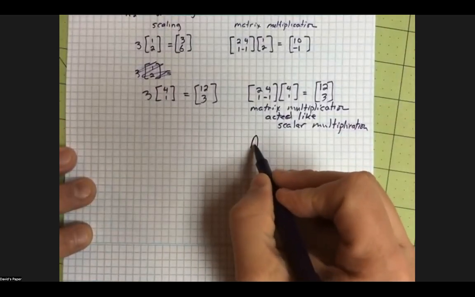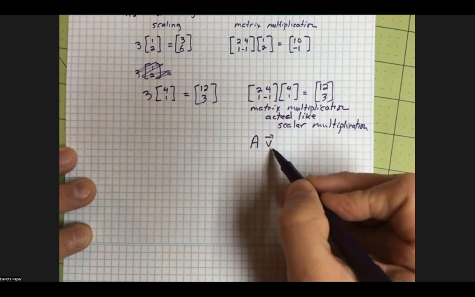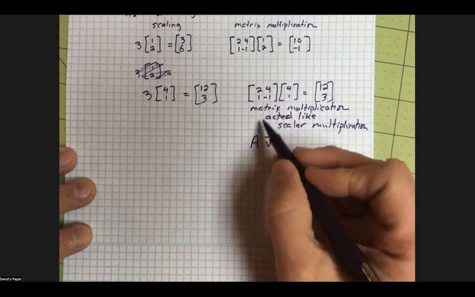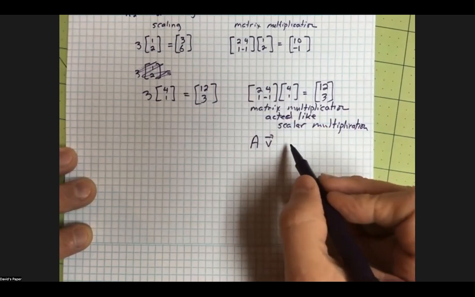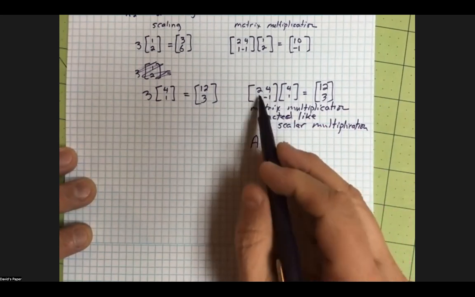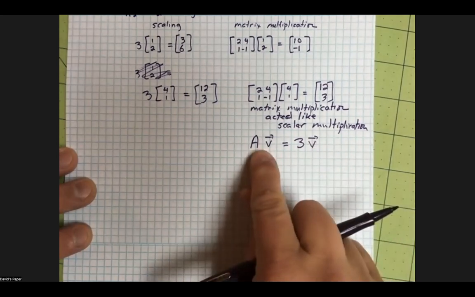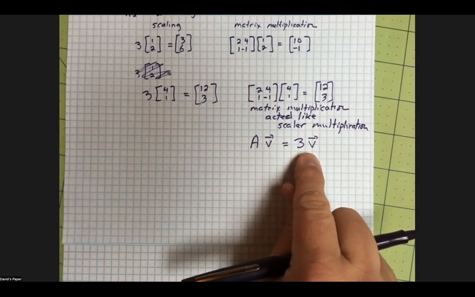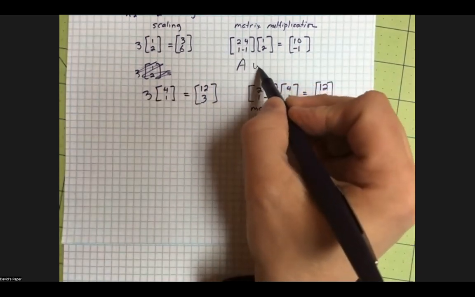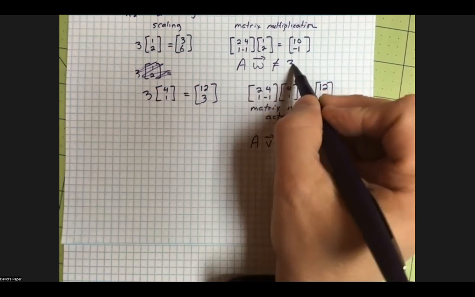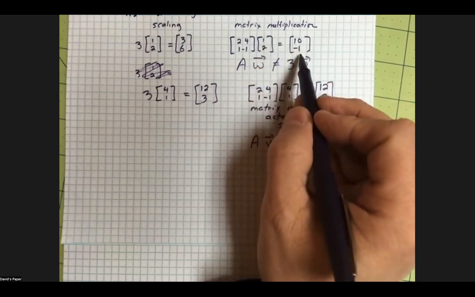So I call my vector V. Let's say vector V, using the vector notation from calculus, is [4, 1]. Matrix A is [[2, 4], [1, -1]]. I use a capital A, so I don't have to rewrite those numbers all the time. But I just noticed that A times V was the same as 3 times V. This is matrix multiplication acting like scalar multiplication. But I also noticed that it doesn't always work that way. Here, A times W was not 3 times W. In fact, it wasn't anything times W. There's no scaling of [1, 2] that turns into [10, -1].